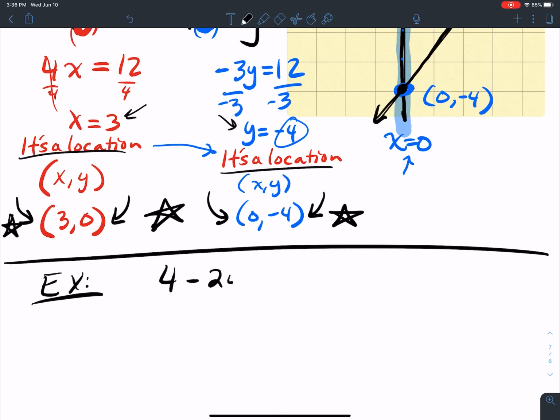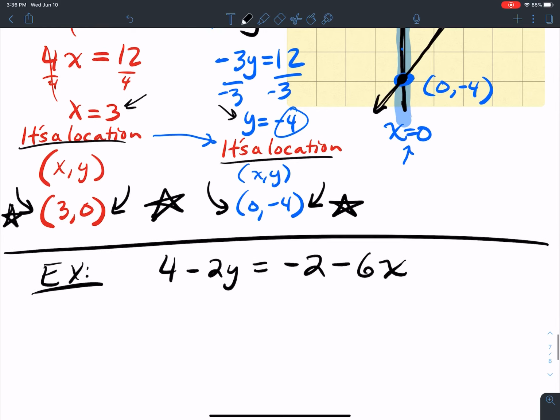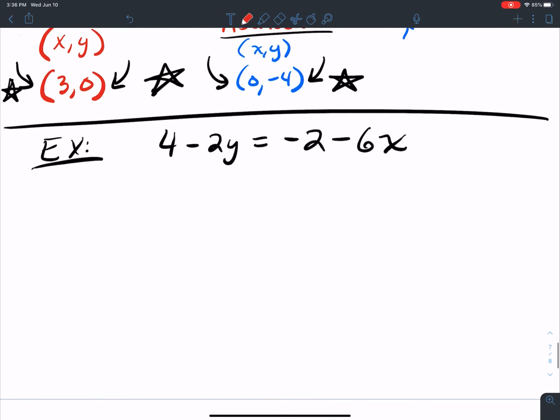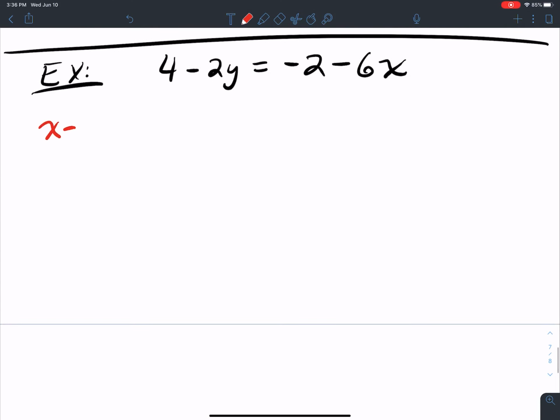4 minus 2y equals -2 minus 6x. Okay. So if I find the x-intercept, what do I do to find the x-intercept? I set y equal to 0.